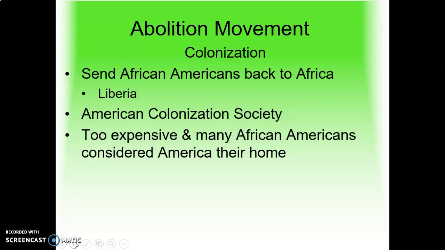So we have the colonization movement, and this was to send African Americans back to Africa, primarily Liberia. American Colonization Society was formed. However, it was quickly realized that this was too expensive, and many African Americans consider America their home now because they were born and raised here. They don't have the cultural ties to Africa.